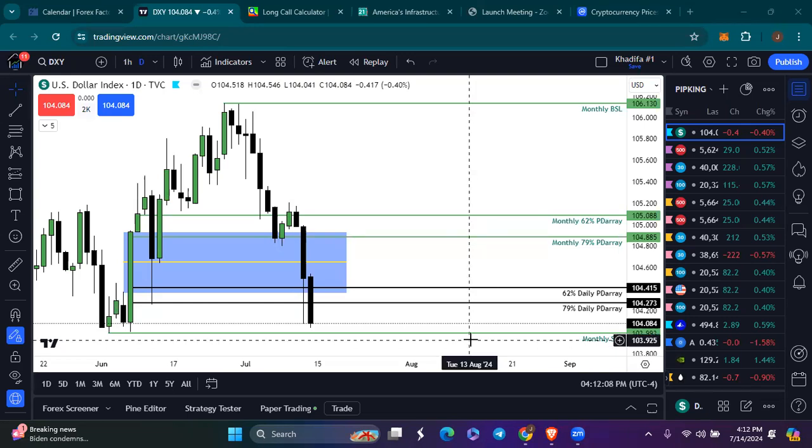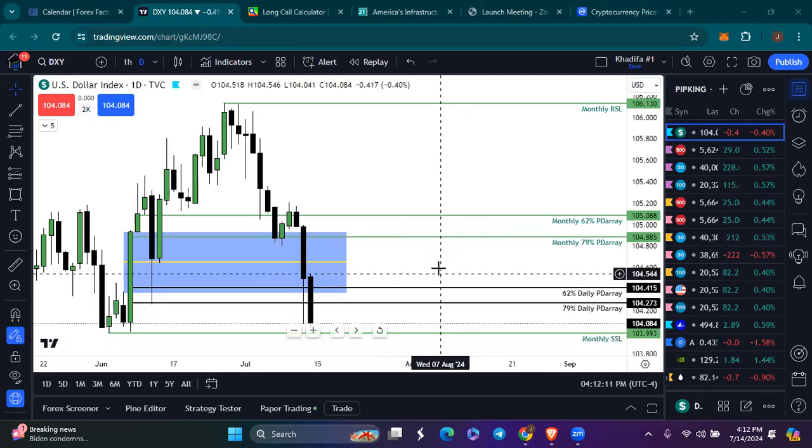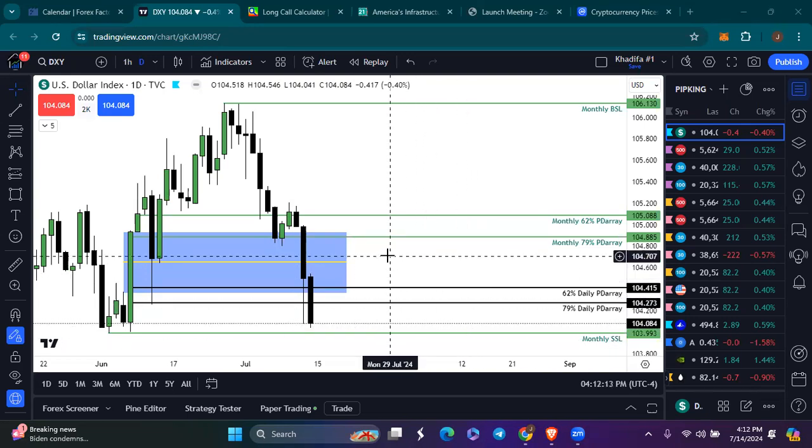Looking at the DXY to start out with, as always. We use the dollar index to gauge the other asset classes that we trade, because most of those asset classes move correlating with the dollar or inversely correlating with the dollar, meaning they either move in the same direction that the dollar moves in or in the opposite direction.